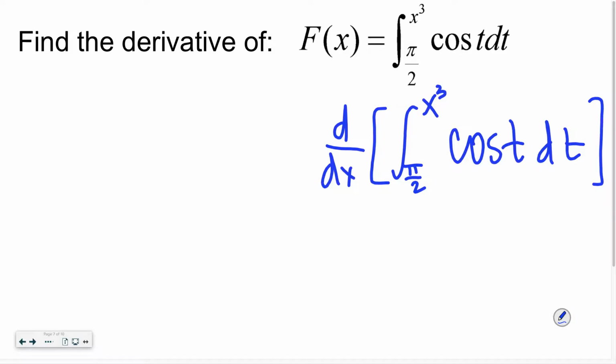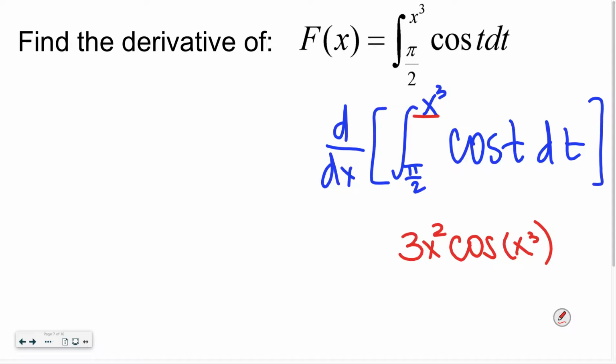Okay, Dylan, what do you have? 3x squared cosine of x cubed. This guy gets thrown inside of our function and then multiplied by the chain rule, 3x squared. That's the second fundamental theorem.